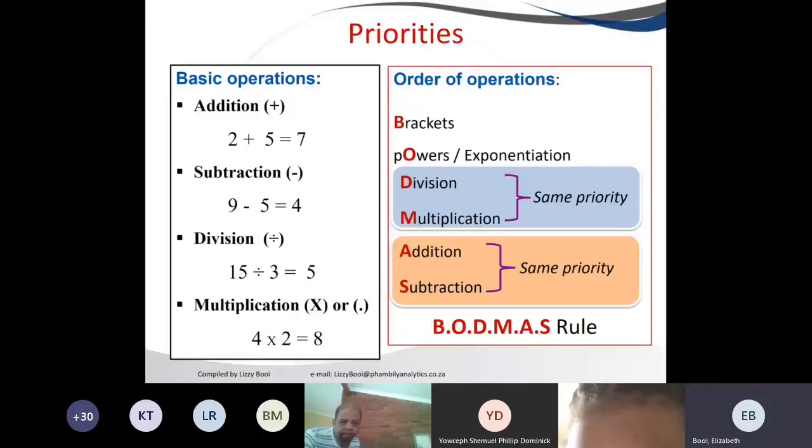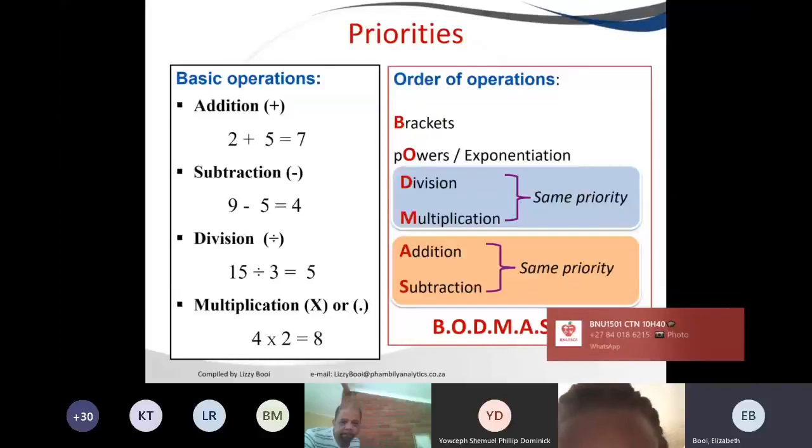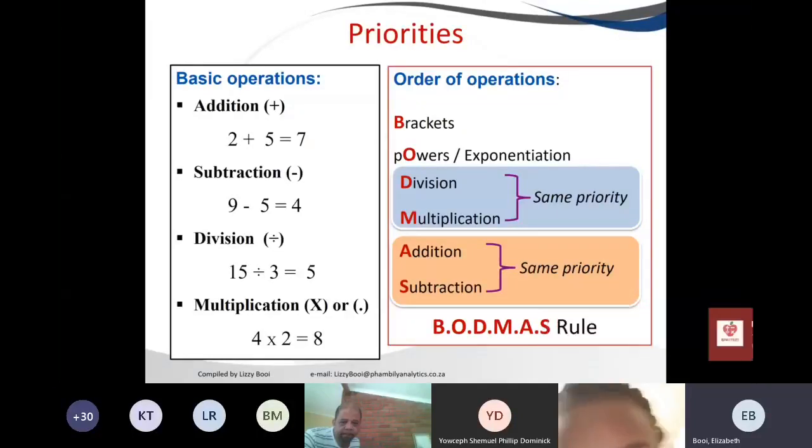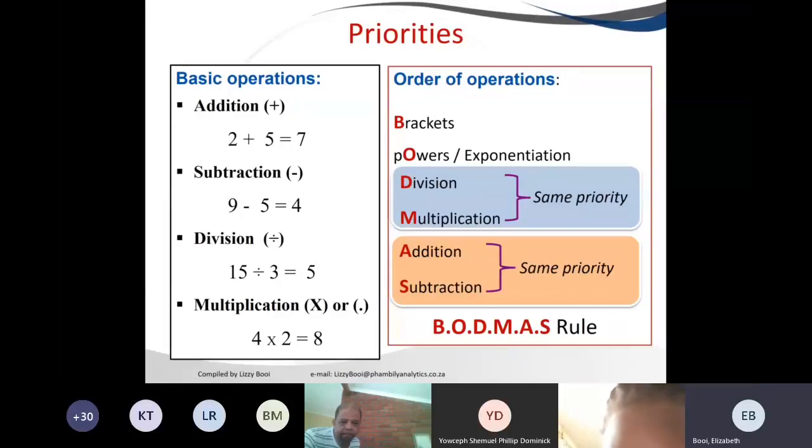Multiplication and division have the same priority. Therefore, if any question comes with a multiplication or a division, you need to do them first. The reason I'm not saying division comes before multiplication is that they have the same priority. Therefore, if the equation has both of them, you work from left to right.